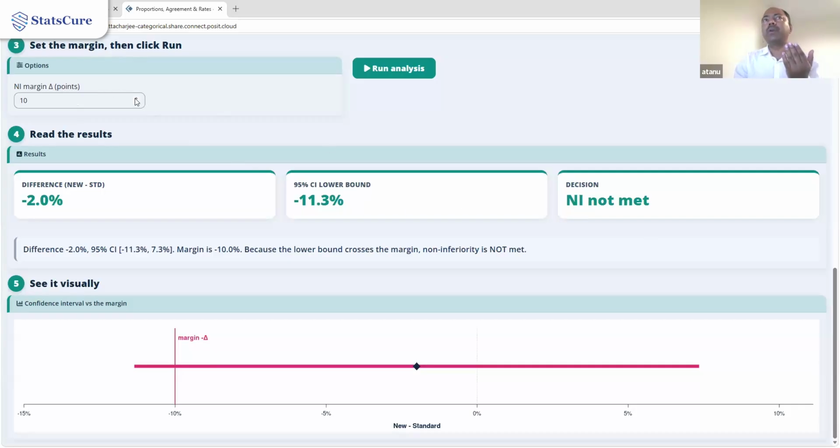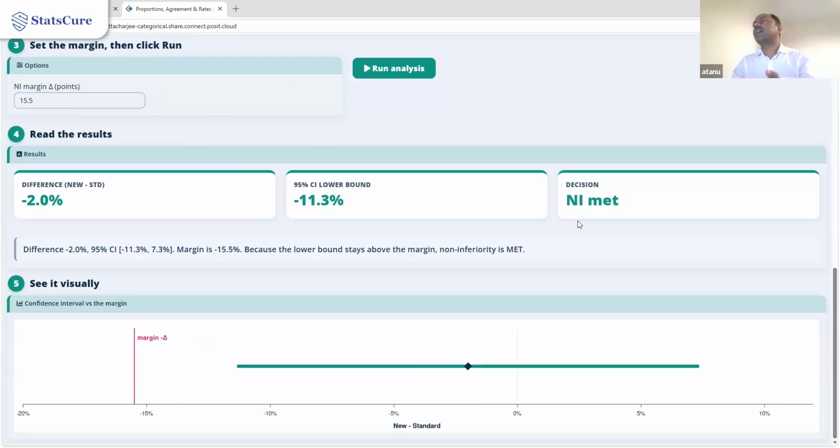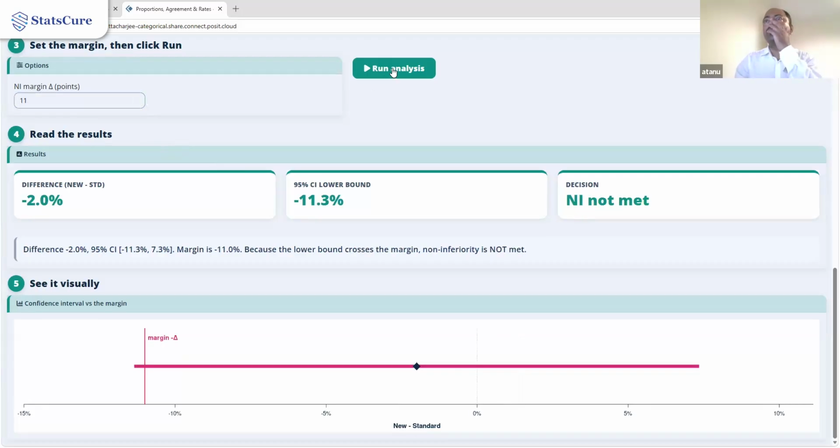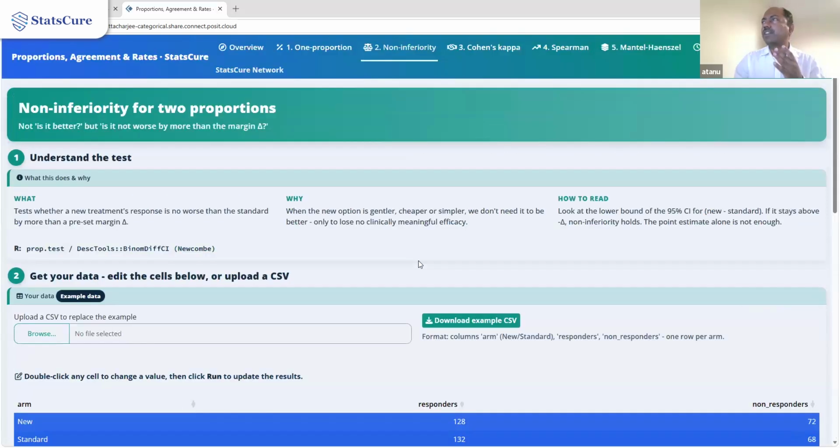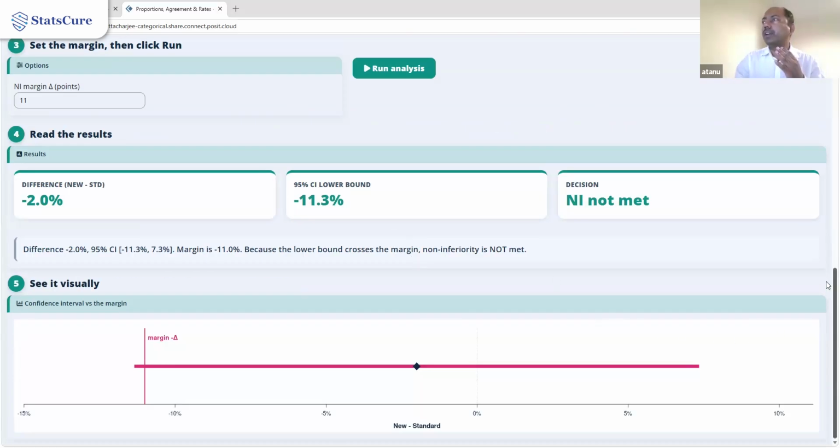But if you keep increasing it from here, let's say instead of 10, 12.5, we are going to say NI met. Look, the difference is coming, okay? And exactly the benchmark is going to replace from here. So delta should be mentioned earlier. In a nutshell, delta should be mentioned earlier, and responders and non-responders need to be calculated.